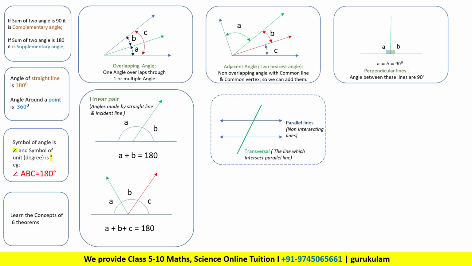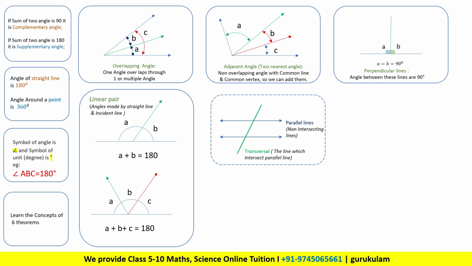Next is the concept of parallel lines and transversal. Parallel lines are non-intersecting lines. They are infinite in length, and they will never intersect. And transversal means what? It is a line which is intersecting the parallel lines. This concept is very important.